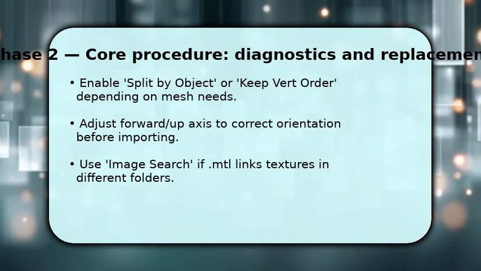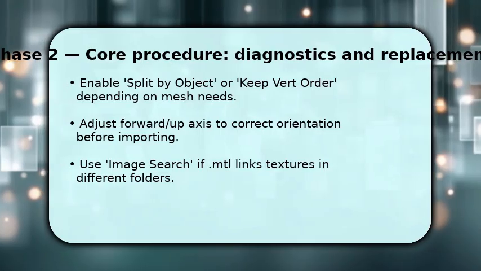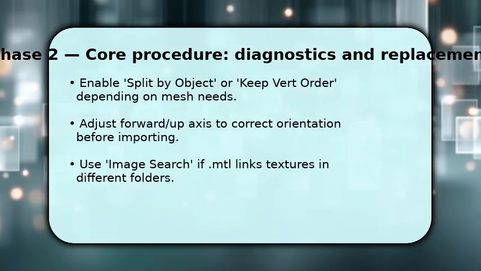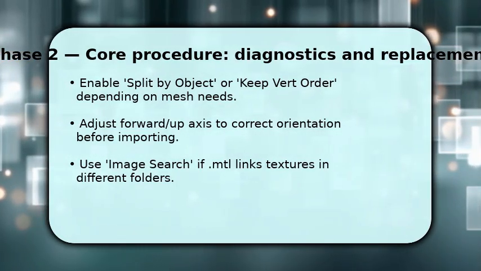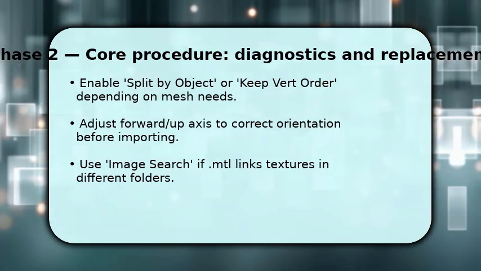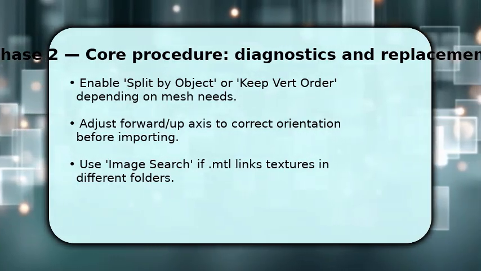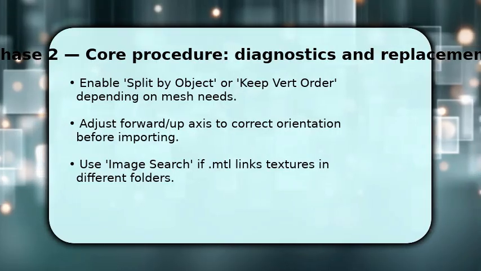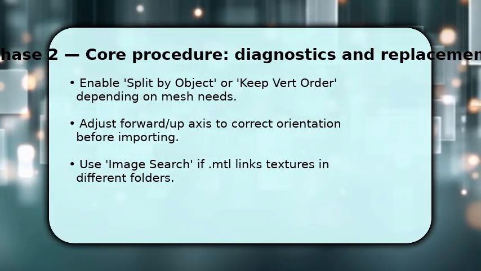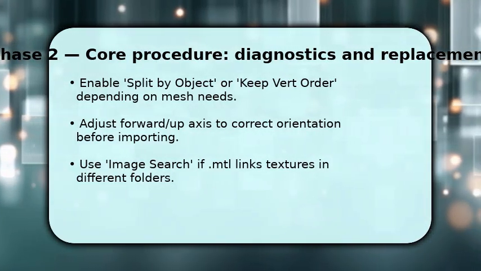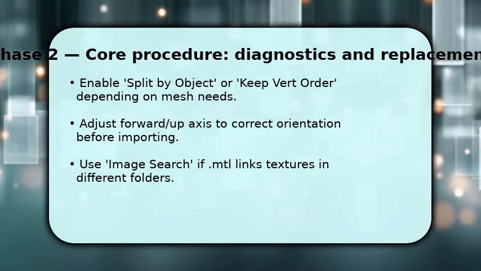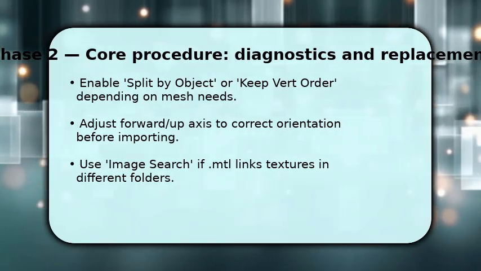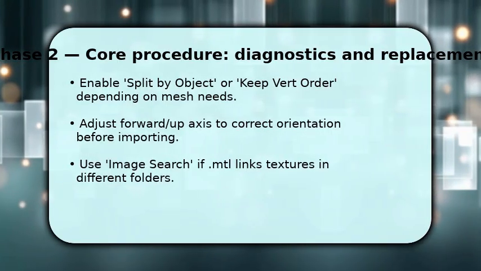Once the import dialog is open, you control how the model appears. These options matter. Choose axis settings to match the source application. Incorrect axes cause upside-down models. Use split by object if the exporter combined multiple meshes. Use keep vertex order only when you need exact indexing. If materials are missing, enable image search so Blender scans nearby directories for textures.